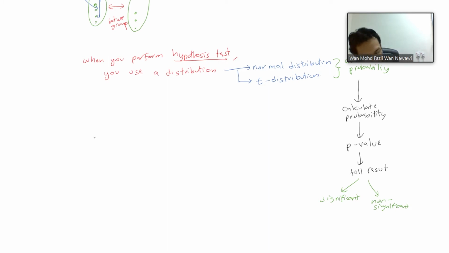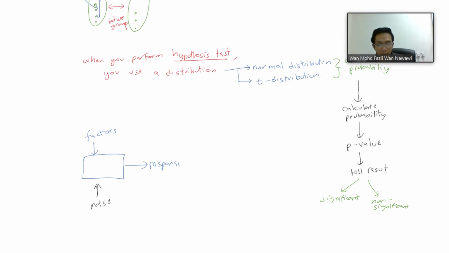For example, let's say you do an experiment, and then you have a response, and then you have factors, and you have noise also. The idea of doing an experiment is that you want to say that these factors affect the response. Okay, the null hypothesis for the experiment is no effect. That is the null hypothesis, the status quo, no effect. The alternative hypothesis, if you forget about this null or alternative thing, just refer to my previous video. The alternative hypothesis is that there is an effect.